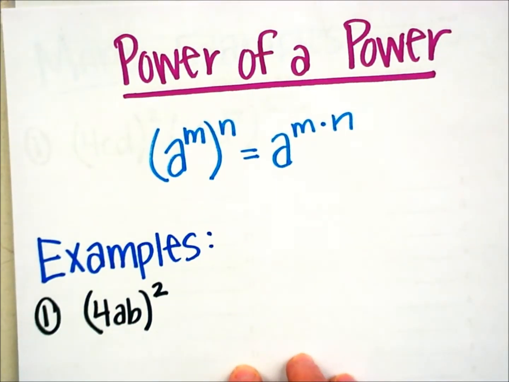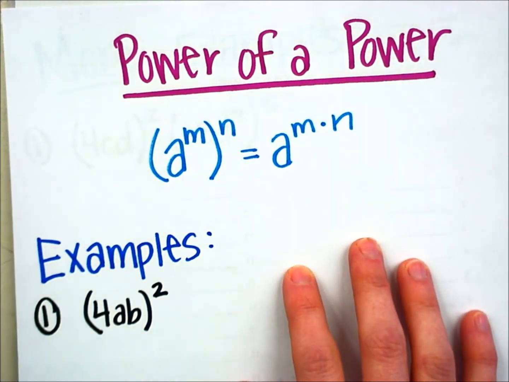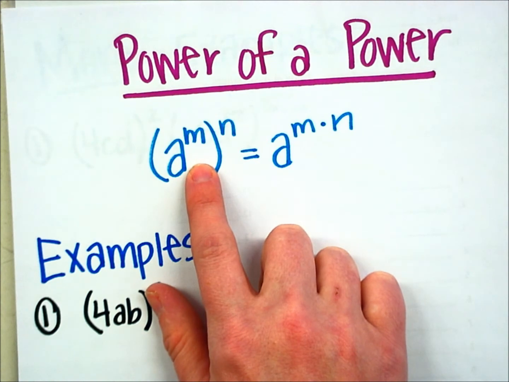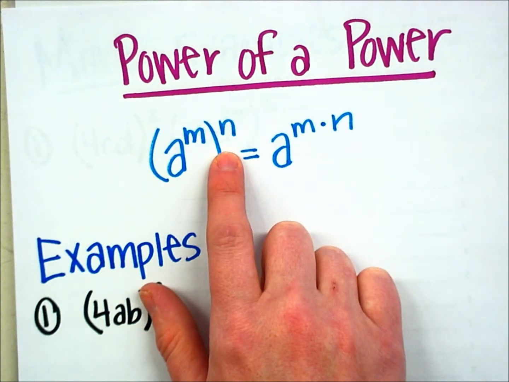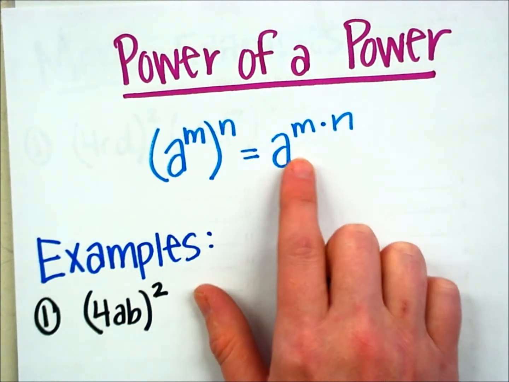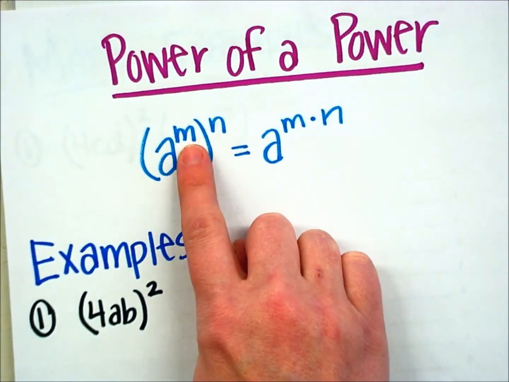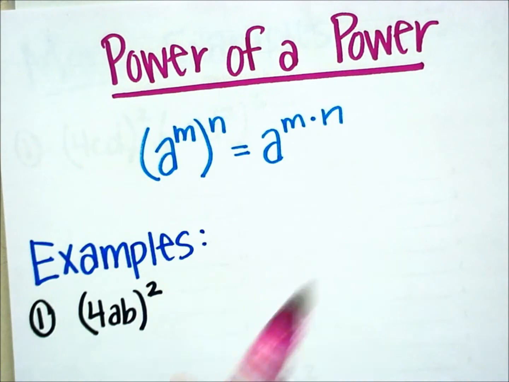The next rule is called the power of a power rule. And this says a to the m power all to the n power is equal to a to the m times n power. This is telling me that these exponents here are going to be multiplied.